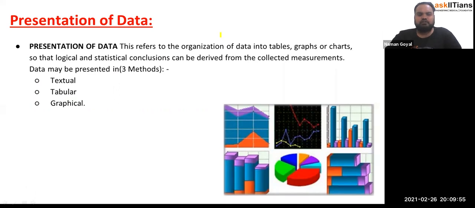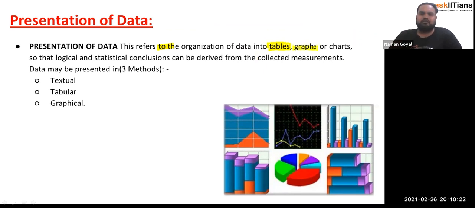Presentation of data refers to the organization of data into tables. As I told you, we present data in so many forms. The first form is tables, or tabular form. The data which shows, for a player, how many runs he scored, that form is known as tables, or tabular form, right?